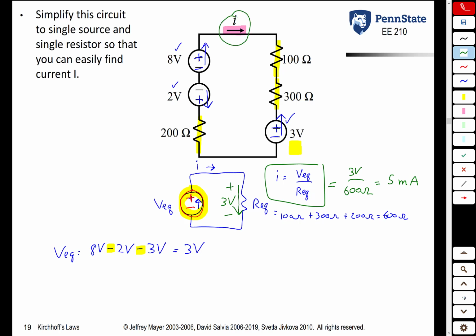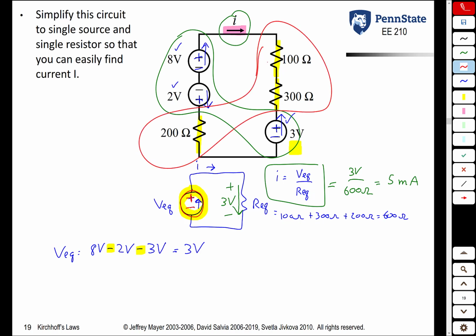Is this the only way we could have solved for this current? No, but it's a fairly simple way. Basically, once again, we're using an equivalent circuit, combining these 3 voltage sources in series, combining these 3 resistors in series, and then using Ohm's law to get our final answer.